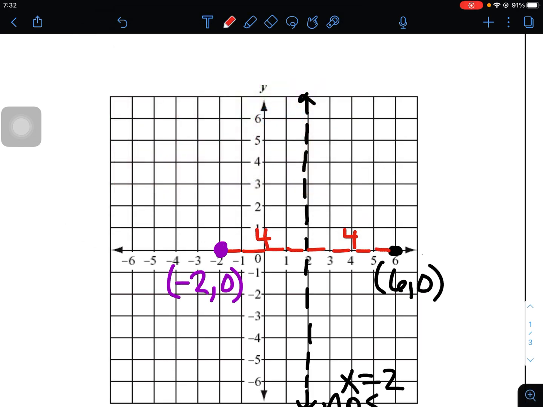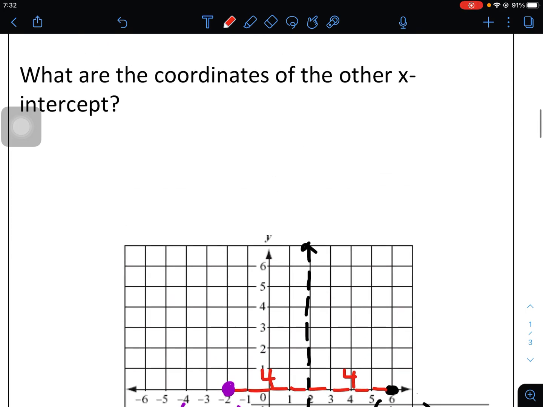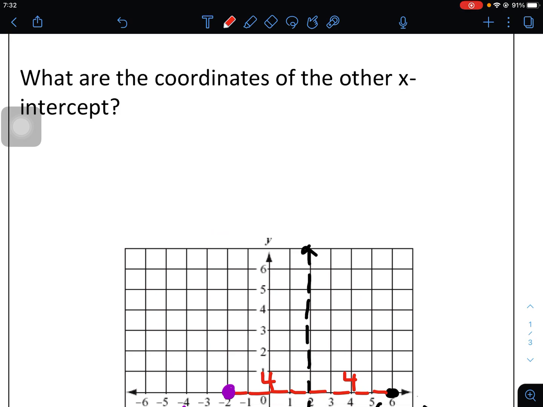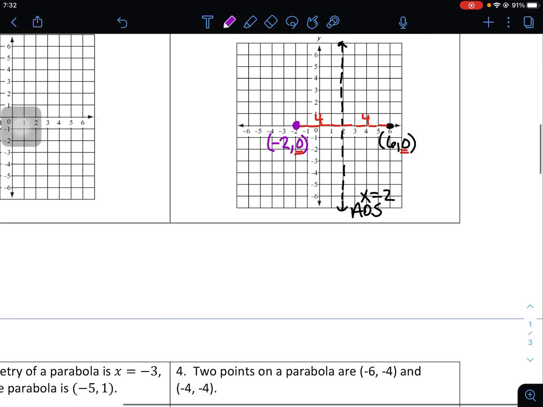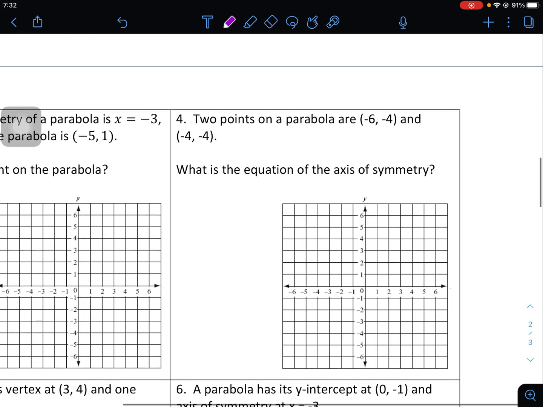Because of that symmetry, because we're equidistant along the same horizontal line, our y values are the same, we have the same distance away from that axis of symmetry. So the other x-intercept of this particular parabola is at (-2, 0). There are lots of different things we can identify based on this. That's just one example.